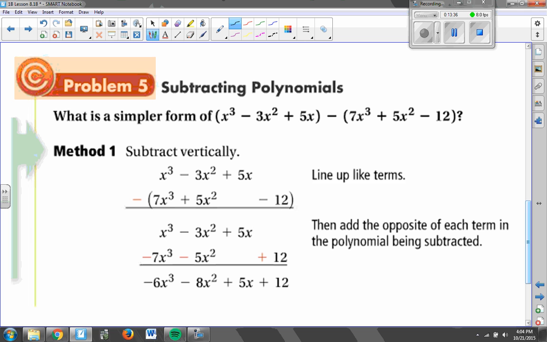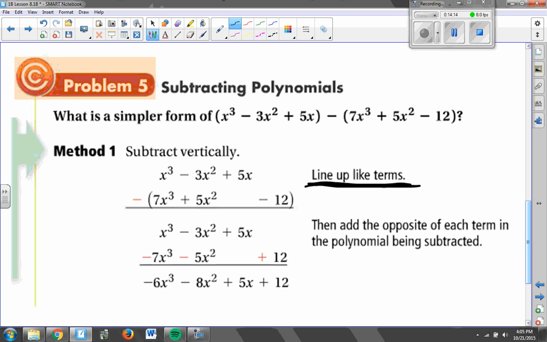Okay. Now we're going to be subtracting these two polynomials, but we're going to do it in very much the same way. We're going to subtract vertically. And in order to do that, we just line up our like terms on top of each other. So I can see that I have an x to the third in the first polynomial, and I have a 7x to the third in the second polynomial. Yes? And then I have a negative 3x to the second in the first polynomial, and a positive 5x to the second in the second polynomial.